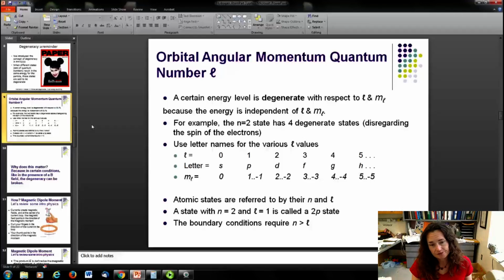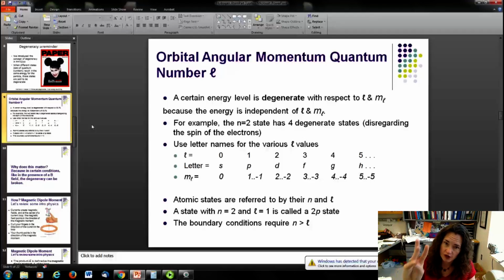So for example, if you're in the 2p state, which to remind you, the p means L equal to 1, then you've got 4 possible combinations if you ignore spin, which we haven't even talked about yet. But you've got 4 possible combinations that result in the same energy level. You've got L equal to 0, ml equal to 0. You've got L equal to 1, ml equal to 1. You've got L equal to 1, ml equal to 0. You've got L equal to 1, ml equal to minus 1. Those are your 4 possible values, and they all give you the same energy. So that's a degenerate state.